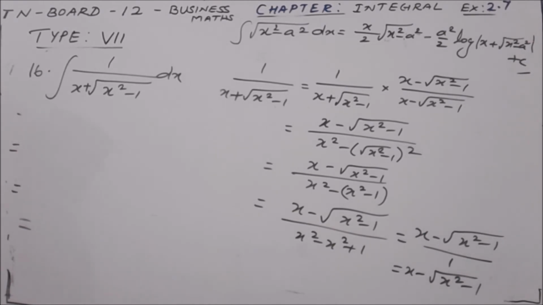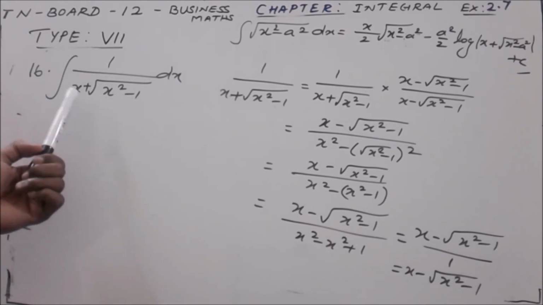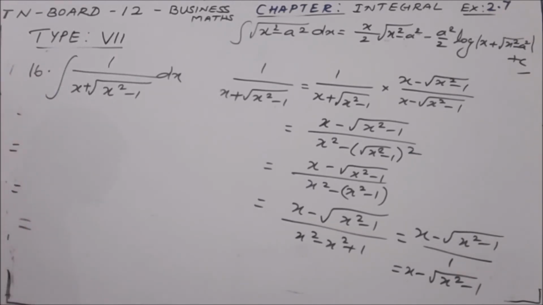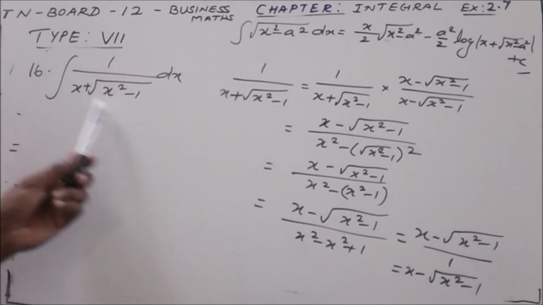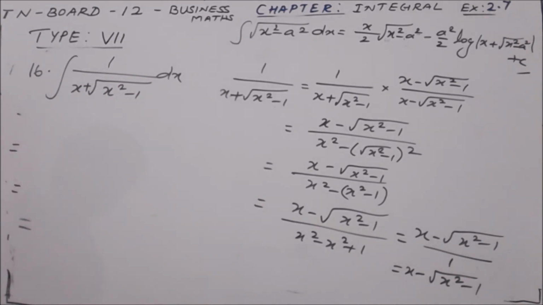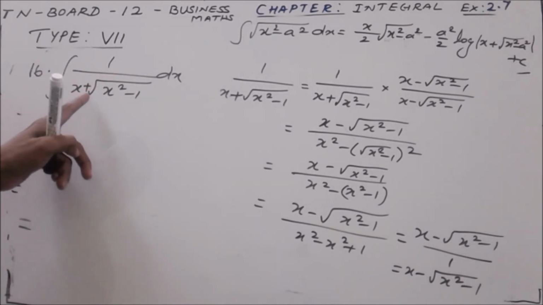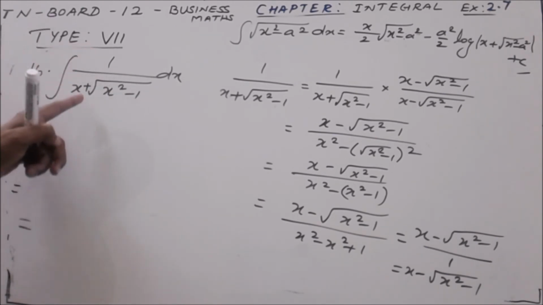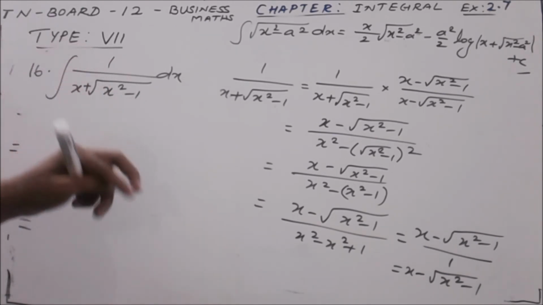Here comes the last question, 16th question in exercise 2.7. The given question is: integrate with respect to x, integral 1 by x plus root of x square minus 1 into dx. We have done some sums of the same type in previous exercises. Look at the denominator, we have x plus root of x square minus 1, 1 by x plus root of x square minus 1 is totally given.